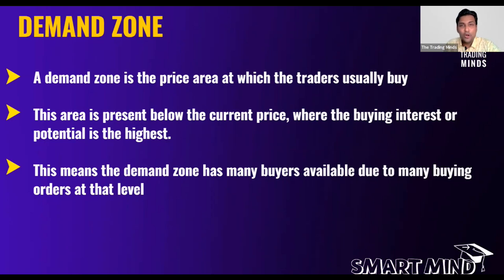Then you also note one more question which I'm asking you here: what is the area where maximum people want to buy? I'm giving you just a 10-second break here. What is the zone where the maximum people want to buy? Just think yourself. Yes, the answer is demand zone. Demand zone is an area where maximum people want to buy, right? So this is how you need to practice. This is how you need to understand each concept.